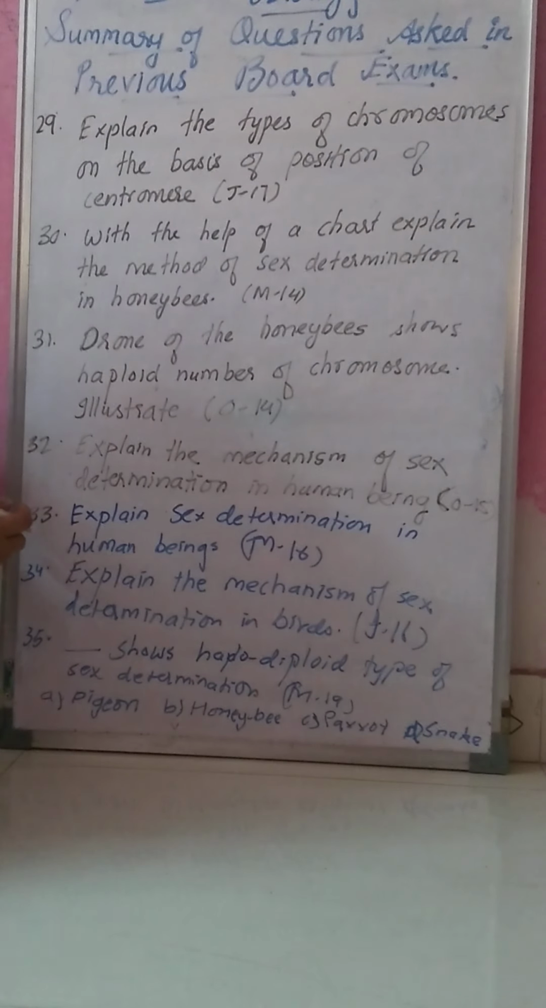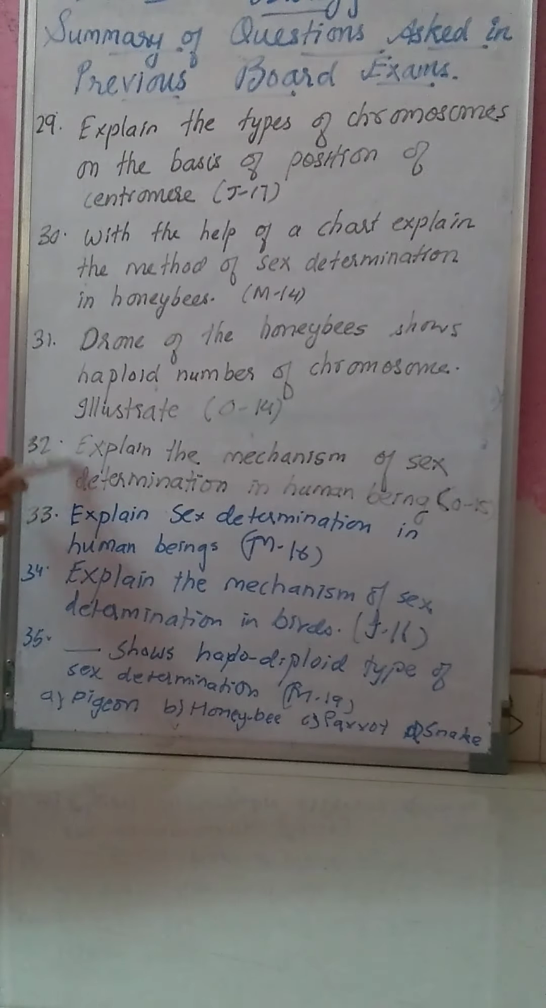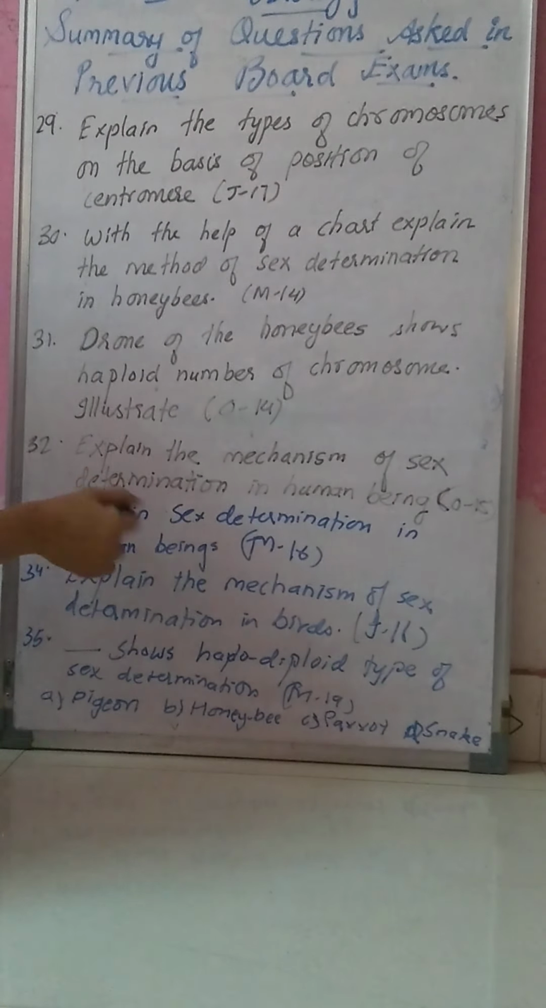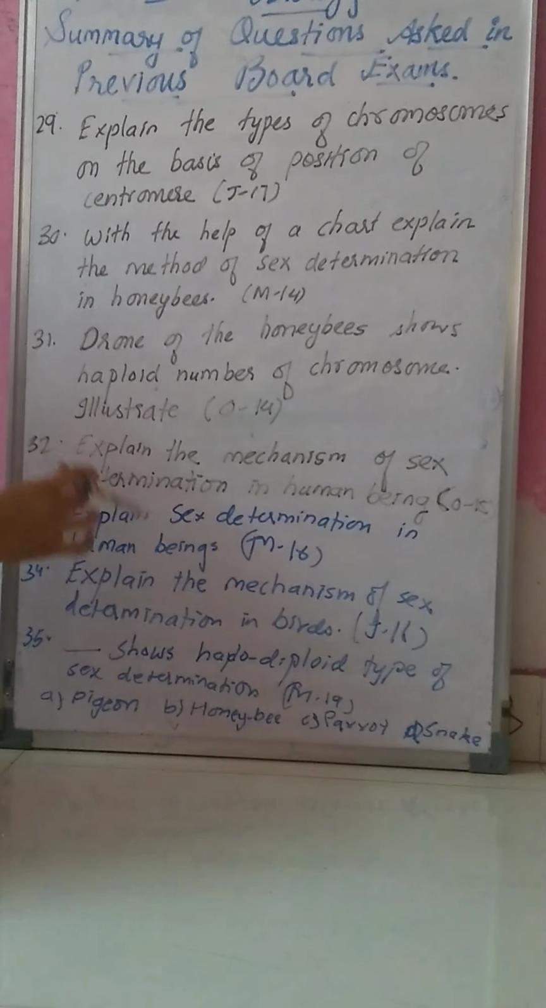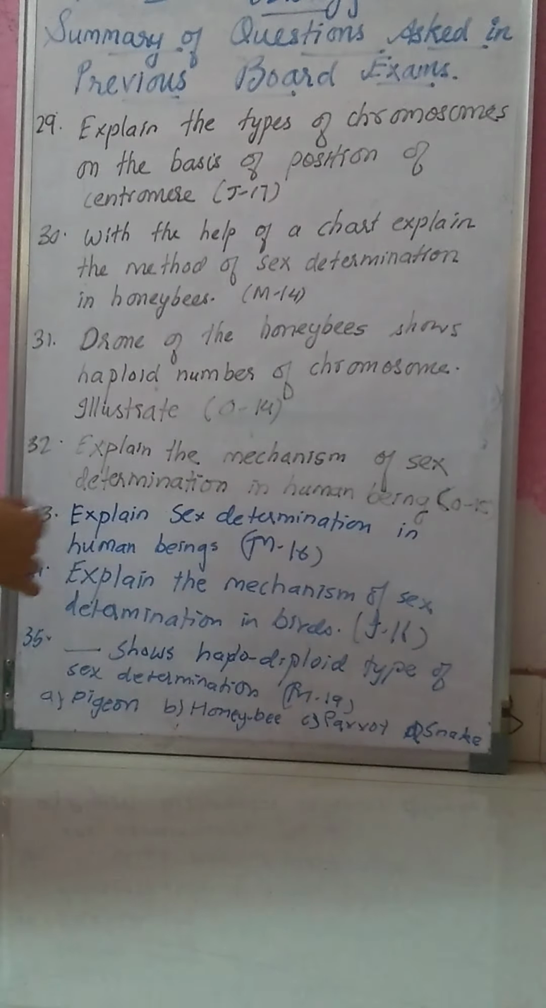The next question is question number 33. Explain sex determination in human beings. March 2016. You can see it is the same question. There it was asked, explain the mechanism of sex determination in human being, whereas in question number 33 it is, explain sex determination in human being. Same question, only the way of asking is different, but the answer is the same for both.